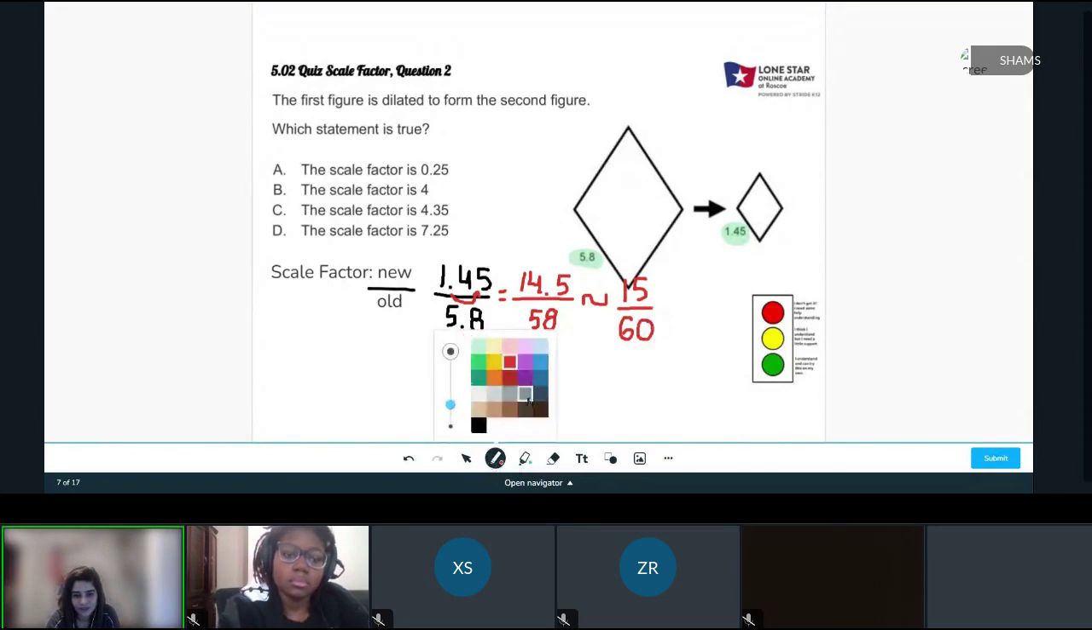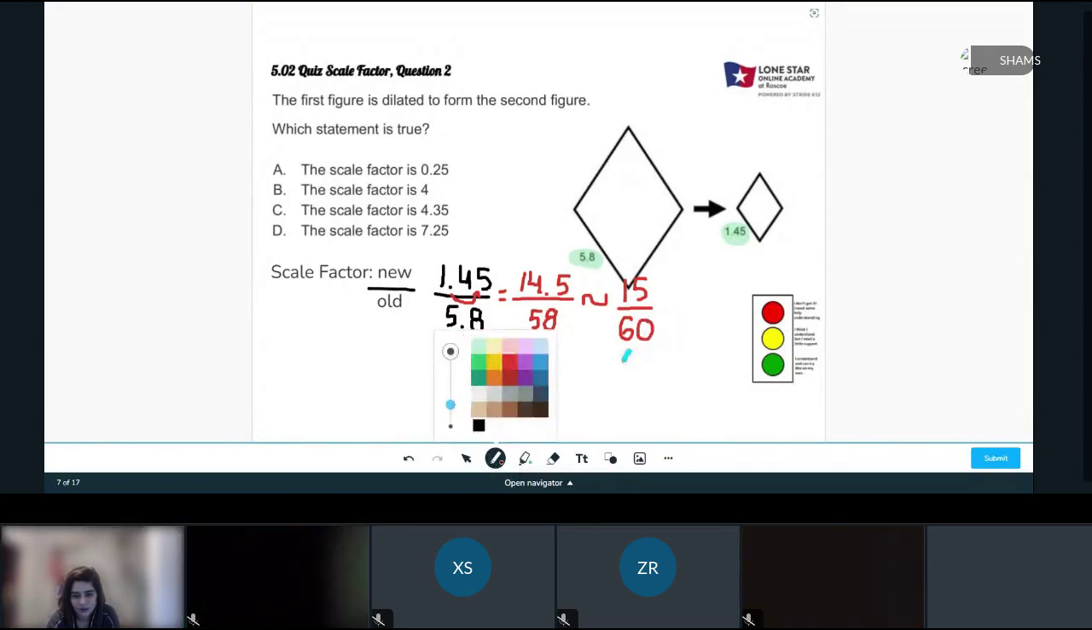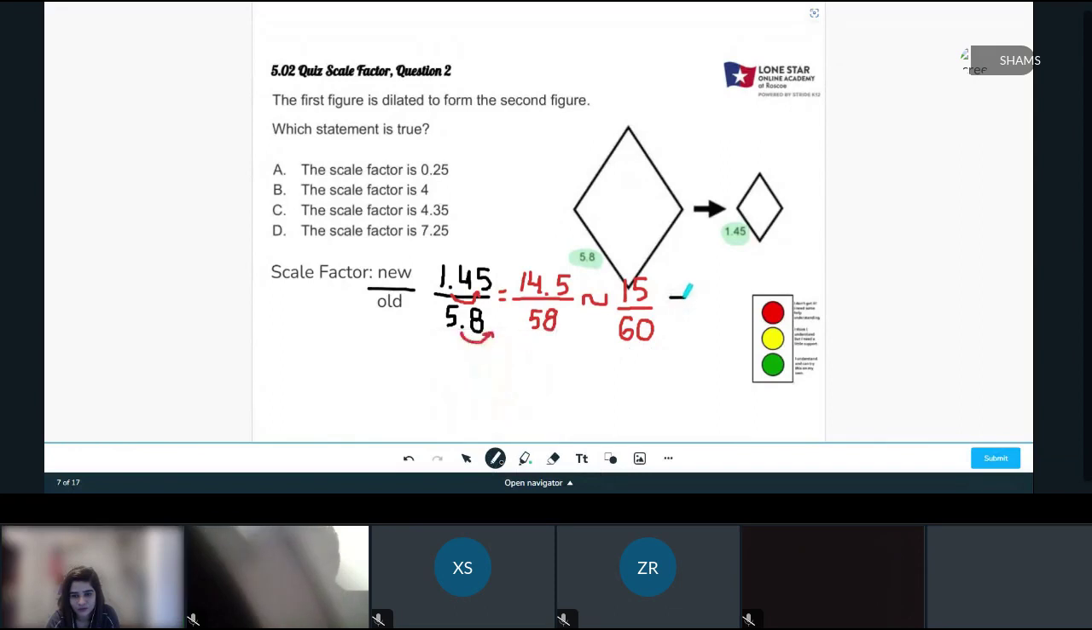So notice 15 over 60 means what? Means 1 over 4. Because you can simplify the fraction by 15. It means 1 over 4.